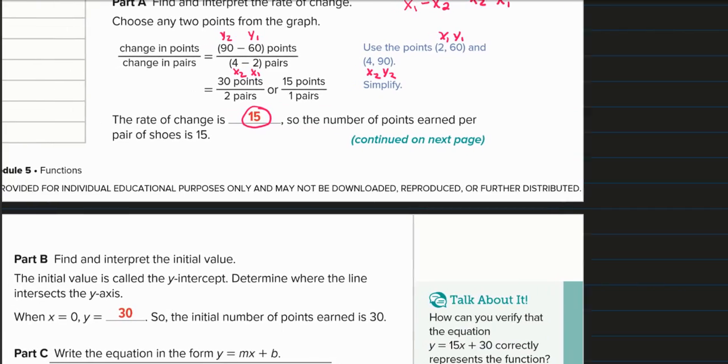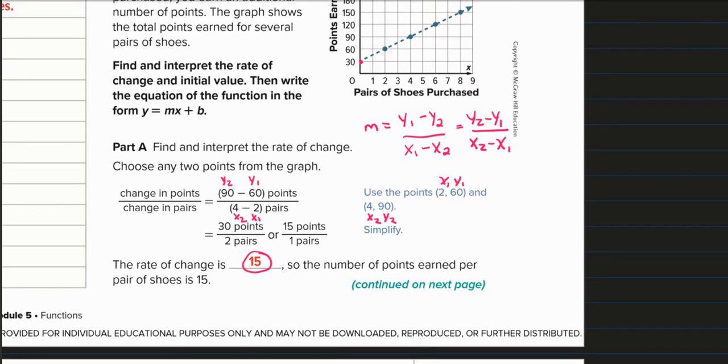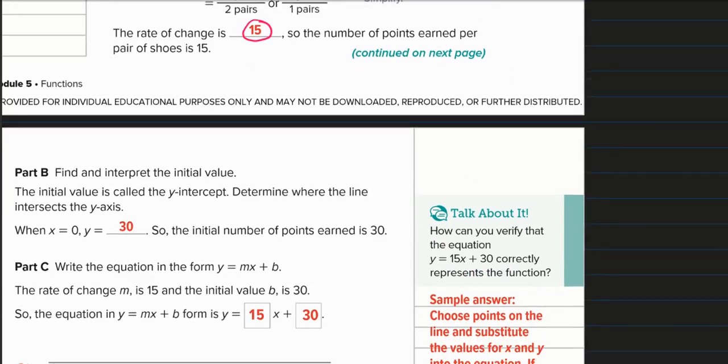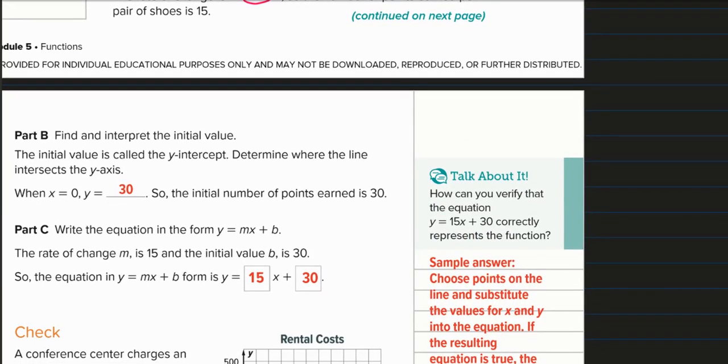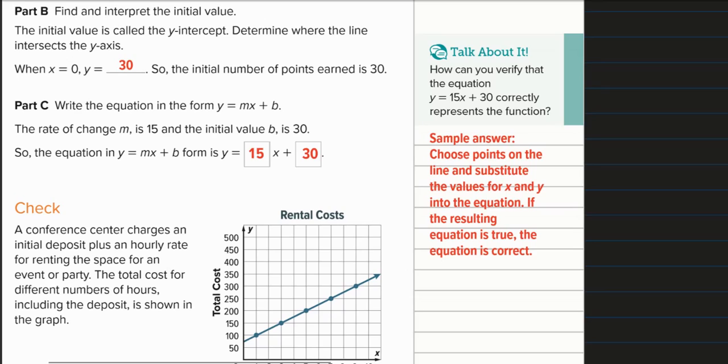Next, the idea is when x equals 0. So let's look at this. When x equals 0, where are we at? We're going to be at 30. So y equals 30. So the initial number of points earned is 30. Write the equation in the form y equals mx plus b. So that tells us we're going to have y equals 15x plus 30. Next, let's try the check. Go ahead and pause the video.